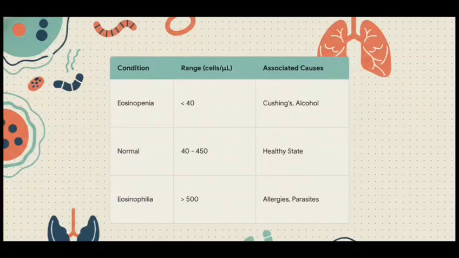If you see a number less than 40, that's called eosinopenia, and it might make you think about things like Cushing's syndrome or even alcohol intoxication. But the big one, the one you'll see more often, is when the count goes above 500. That's eosinophilia, and that should immediately make your brain jump right back to where we started: allergies, parasites, asthma, and so on.